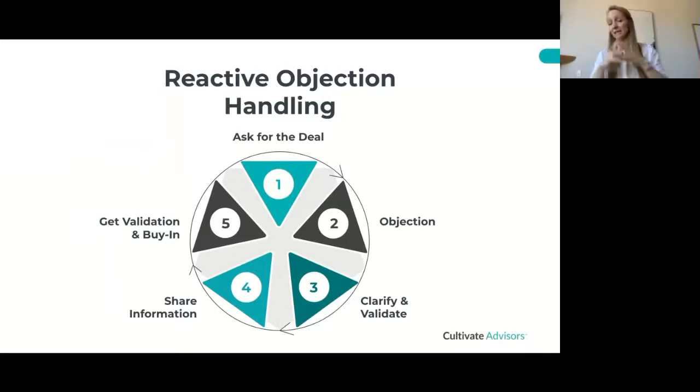Last thing I'll share on this is the mindset around this objection handling. It's just problem solving. Absolutely, we're selling, but put your problem solving hat on, and your goal is to just help them move those obstacles.